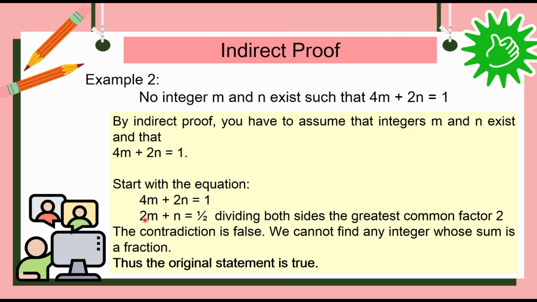Okay. So, paano nangyari yon? So, we just need to divide both sides by 2. So, dividing both sides by the greatest common factor 2, the contradiction is false. We cannot find any integer sum that is a fraction. So, thus, the original statement is true. So, 4m plus 2n is not equal to 1. So, that is under indirect proof.